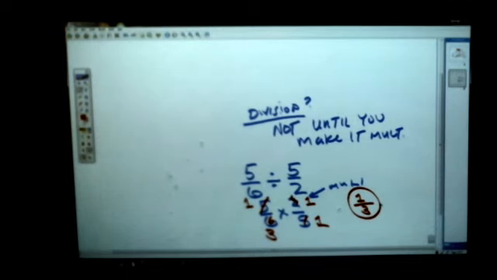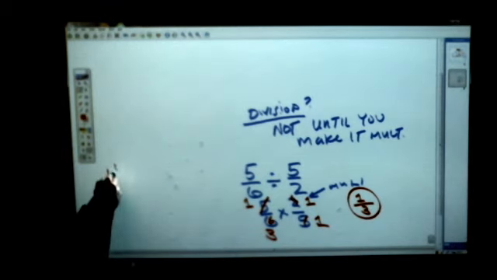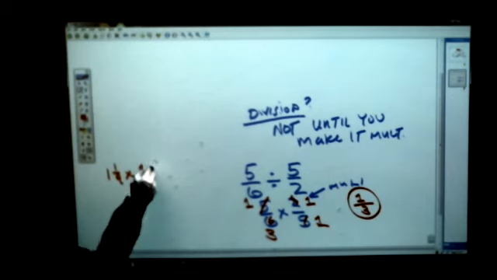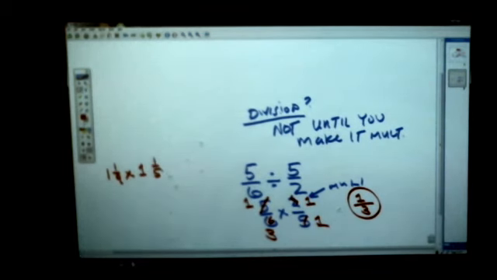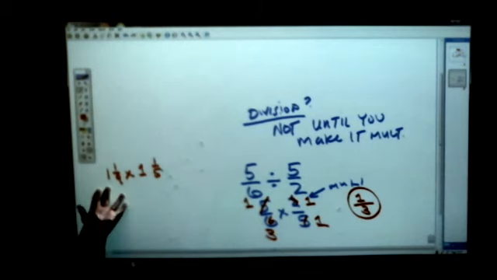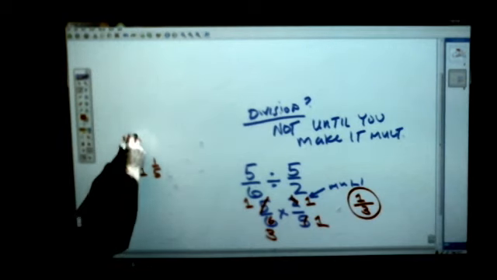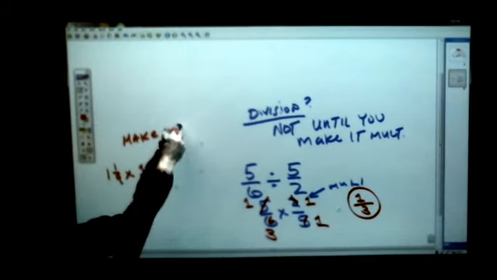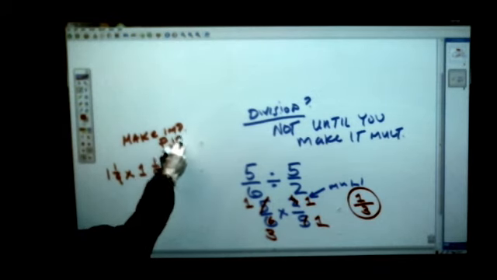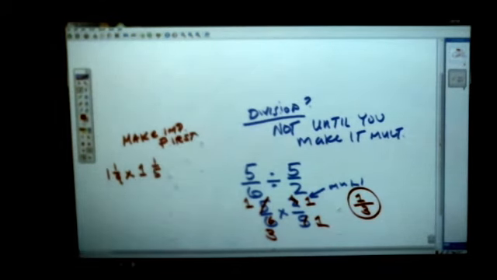Or what about if I have improper fractions? Or what if I have mixed numbers? 1 and 1/9 times 1 and 1/5. Can I cross cancel that? Not until, yes, you still have to make improper first. Make improper first. And when I make this improper, what is 1 and 1/9 as an improper fraction? 10/9. And that's times, what's 1 and 1/5?